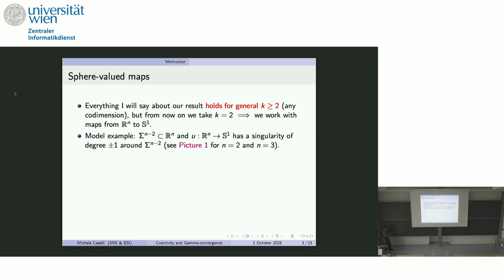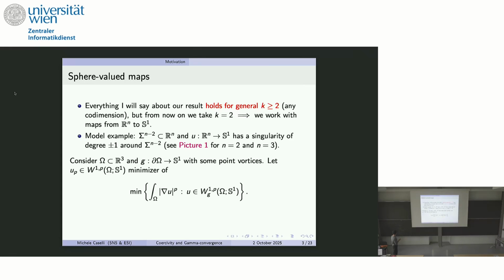And really what you have to think is that your map is more or less constant outside the big compact set that contains the curve. And as you approach the small planes orthogonal to the curve, you see a point singularity like in R^2. So this is the model example to keep in mind.